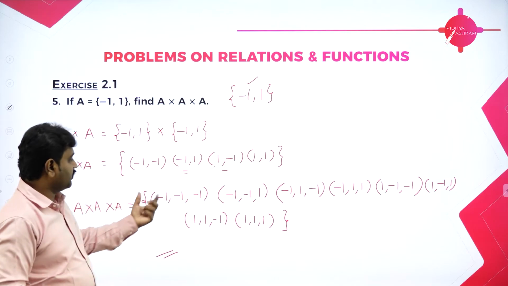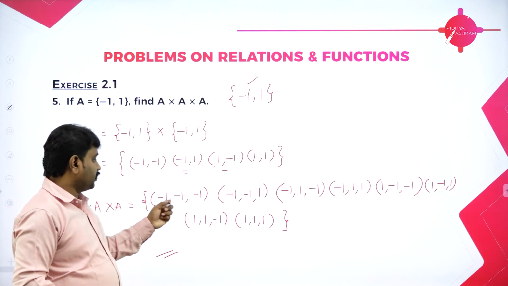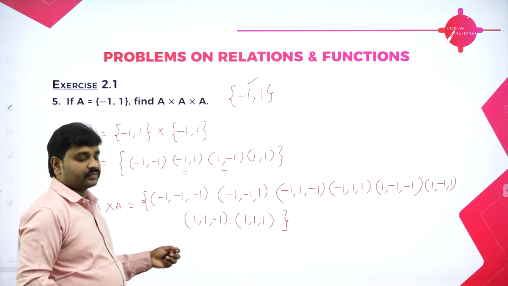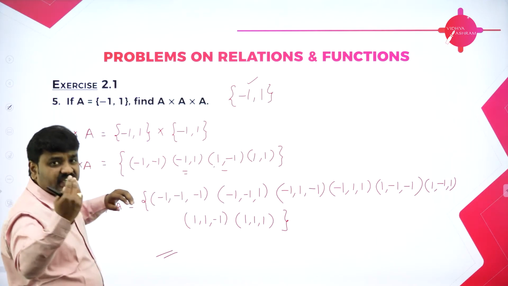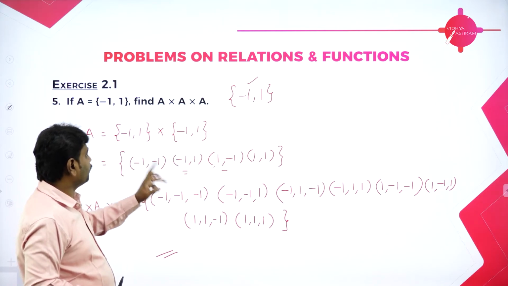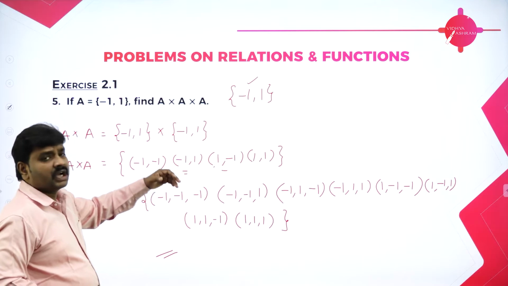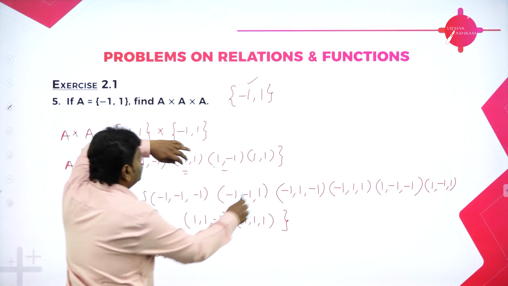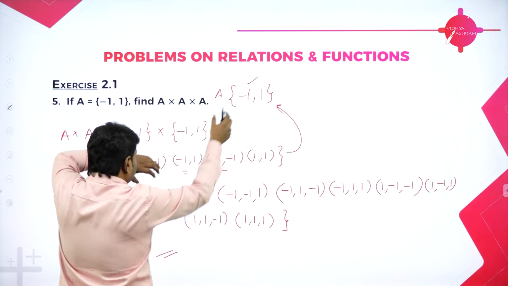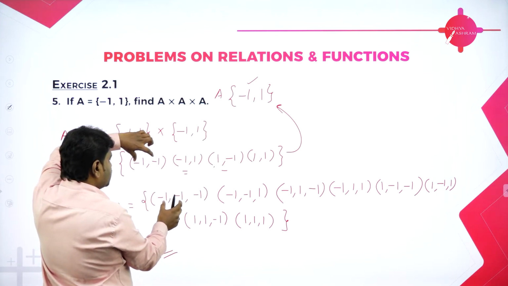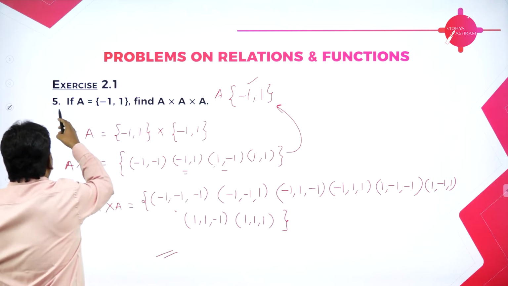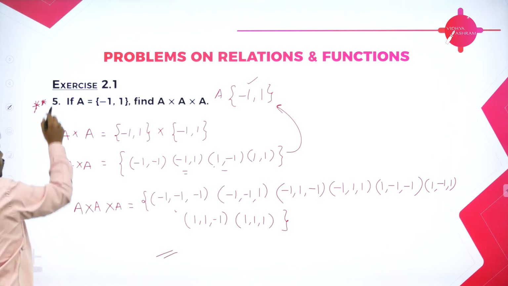A cross A cross A will have order triplets. Instead of a pair we have 3 terms. I hope all of you understood. First find A cross A. All of you know how to find A cross A: minus 1 minus 1, minus 1 1, 1 minus 1, 1 1. After that you club this with A. So the first pair you take, and take the first element. First pair I'll write minus 1 1 as it is with the third. Then first pair with second. This is one of the important problems also, I can say. I hope all of you got the logic.